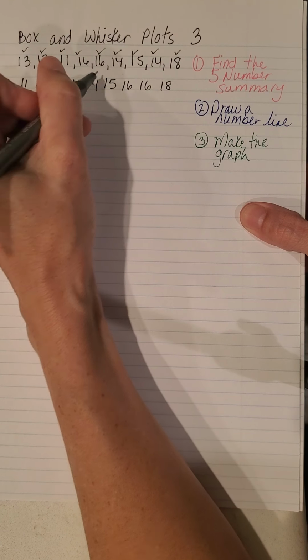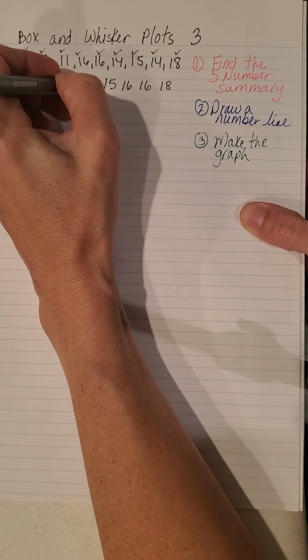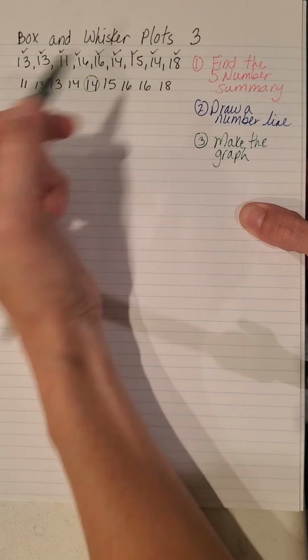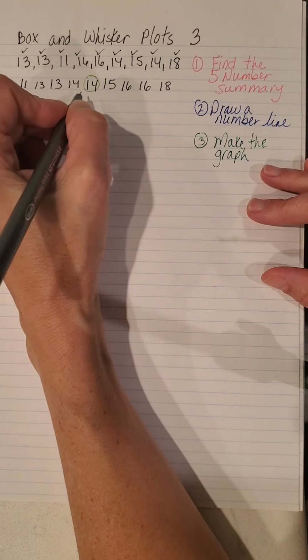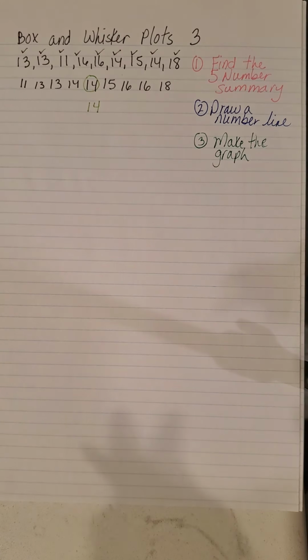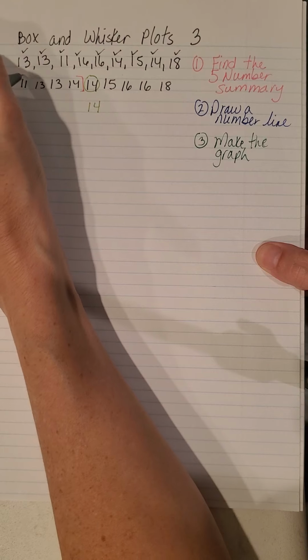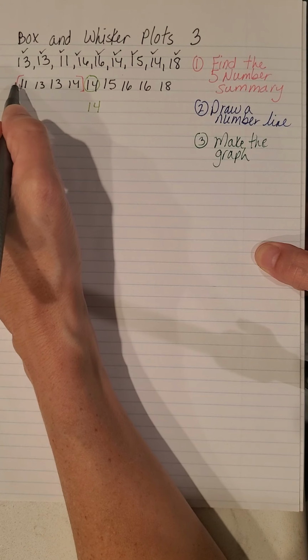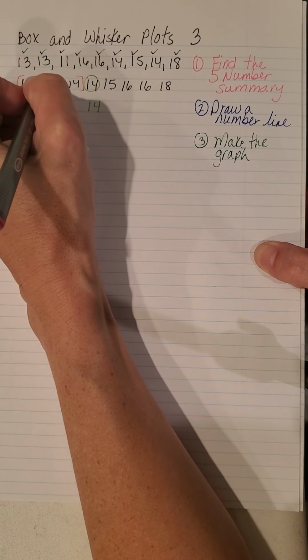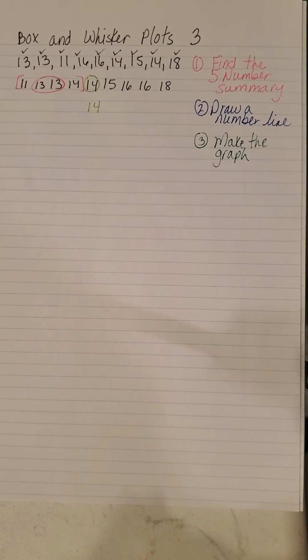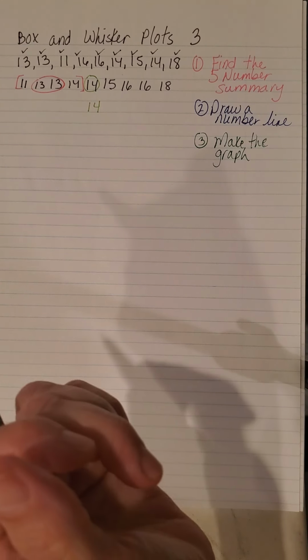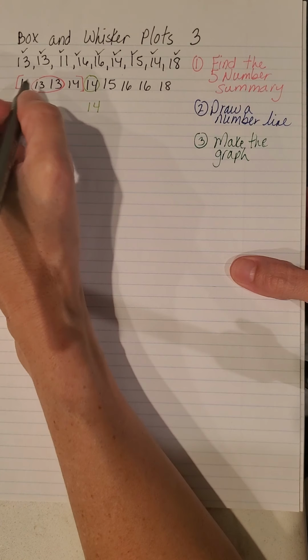1, 2, 3, 4, 5. That's the middle one because I've got 4 numbers here and 4 numbers here. The funny thing about this particular set of numbers is that the lower half and the upper half each have 4 numbers, so you're going to have to take the middle 2, add them and divide by 2, and you're actually going to get a whole number. It's not going to be a decimal like sometimes we get.